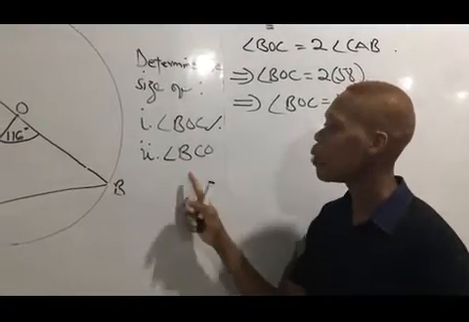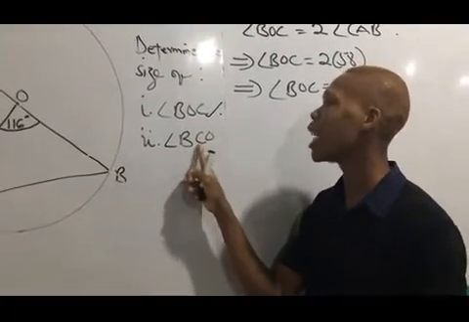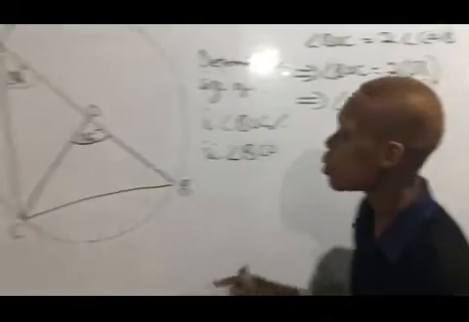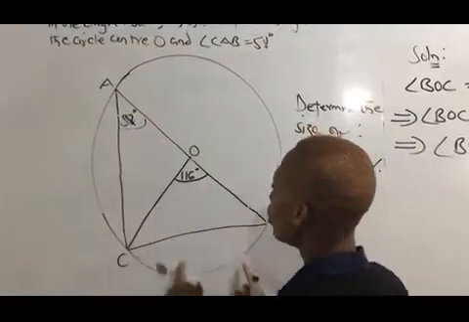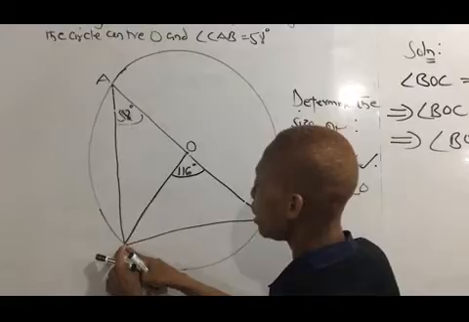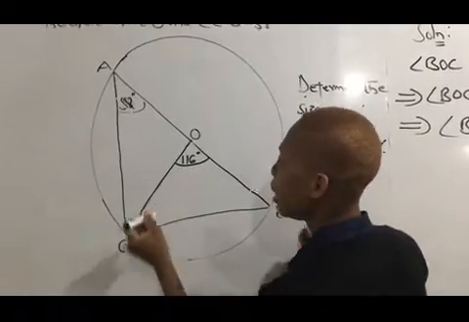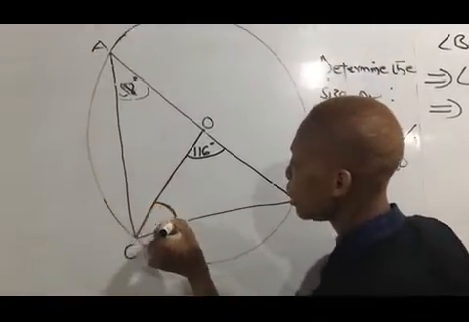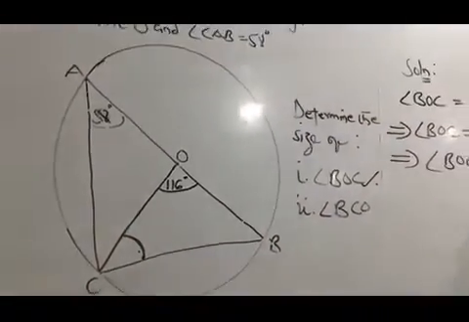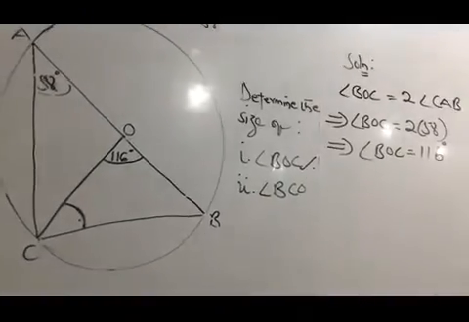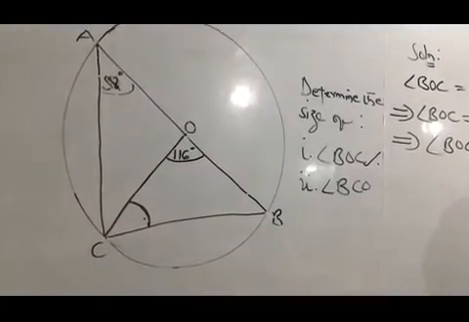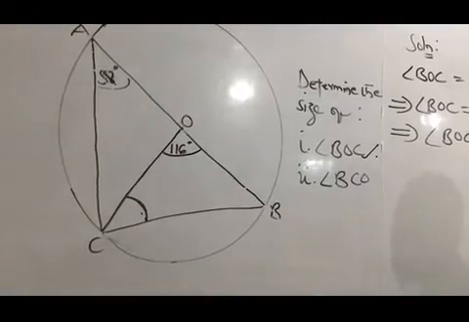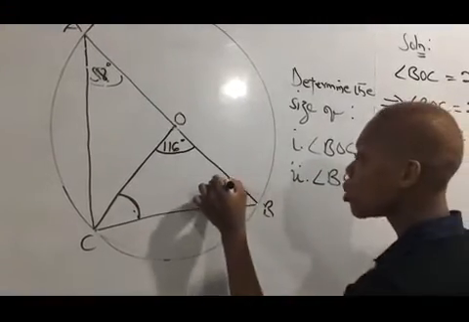BCO. So just follow the point B, point C, point O. The angle is at C. So this is point B, C, and then O. So if I join the point B to the point C and then C to O, it is this angle over here, angle at C, this angle. So I want to determine the size of this angle. Now you realize that this angle is not given, and then this angle is also not given.